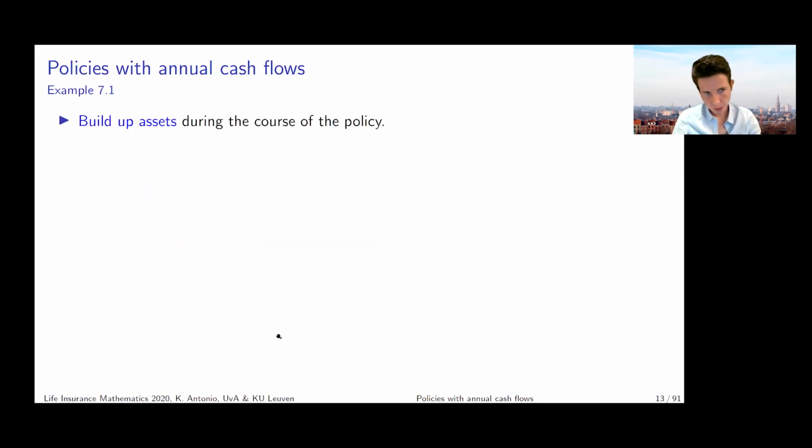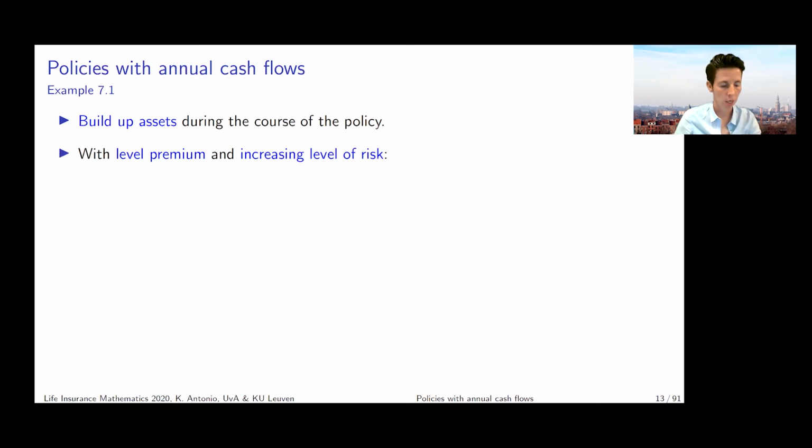So we will build up assets during the course of the policy so that we build up this capital, this policy value that we need to hold as an insurance company at time t. And how does that work for the particular example that we were covering in exercise 7.1?